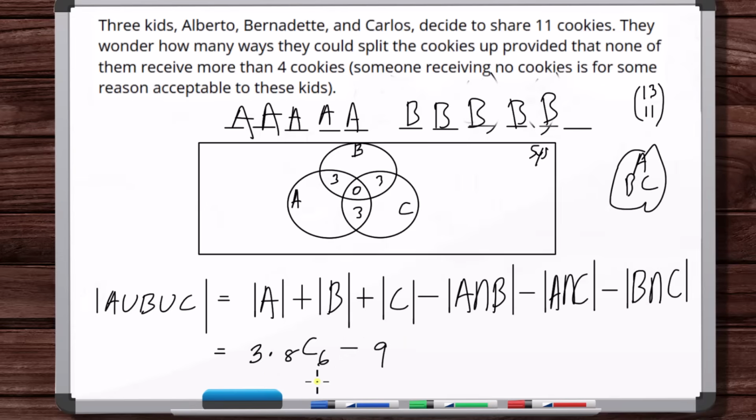And there's A union B union C. So now the final answer is 13 choose 11 minus A union B union C. So minus, 3 times 8 choose 6 minus 9.